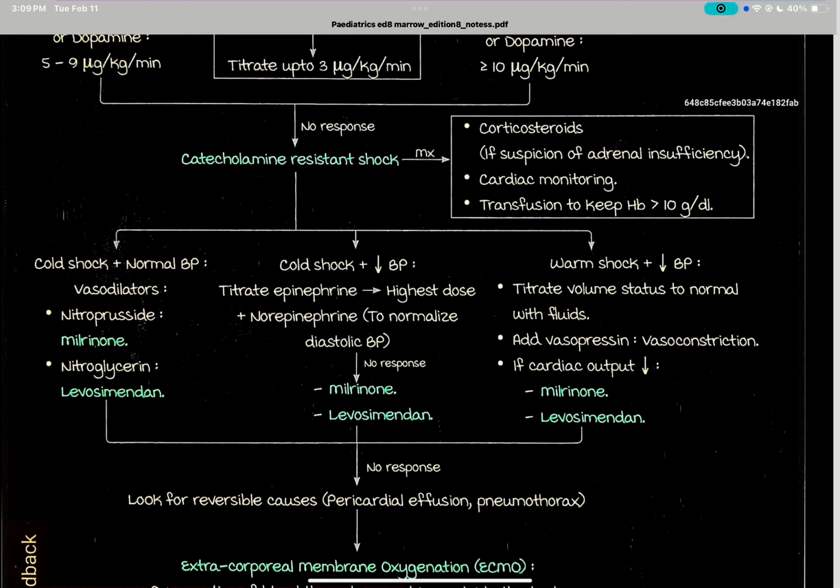Cold shock plus decreased blood pressure: titrate epinephrine to the highest dose plus norepinephrine to normalize diastolic BP. No response, milrinone, levosimendan.